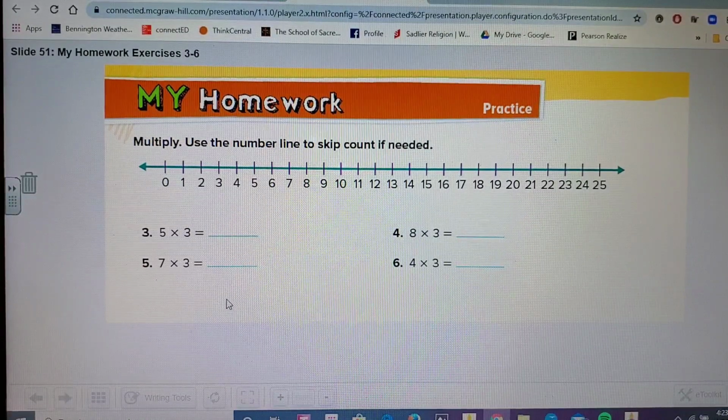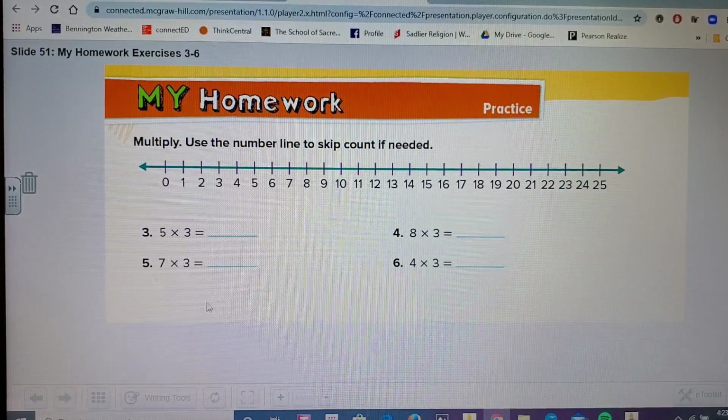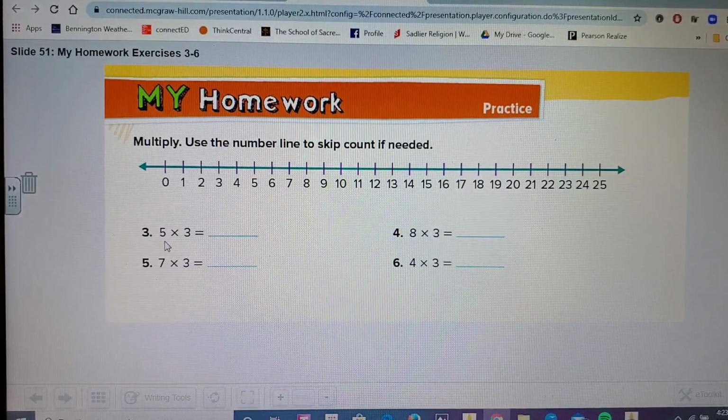Here you're going to use the number line to skip count. And this time they have it written correctly. They want you to skip count 5 groups of 3. Here they want you to skip count 8 groups of 3. On number 5, 7 groups of 3. And on number 6, 4 groups of 3. So I'm going to let you do that on your own and make sure that you're counting by 3s. 3, 6, 9, 12, 15, 18, 21, 24.